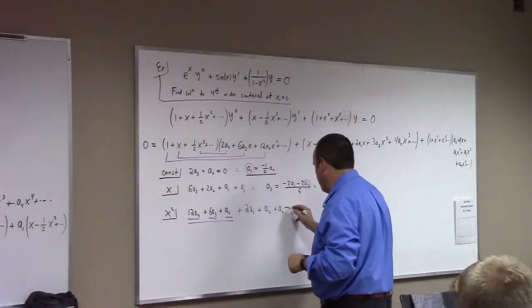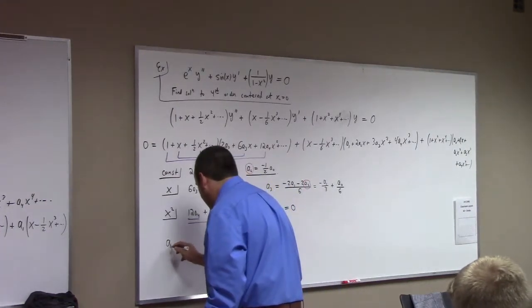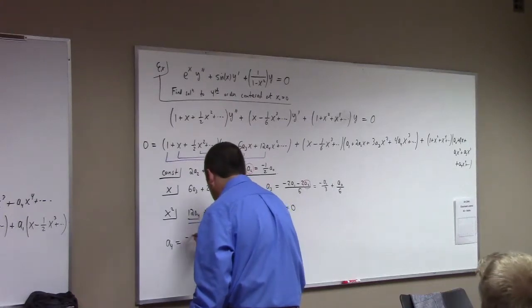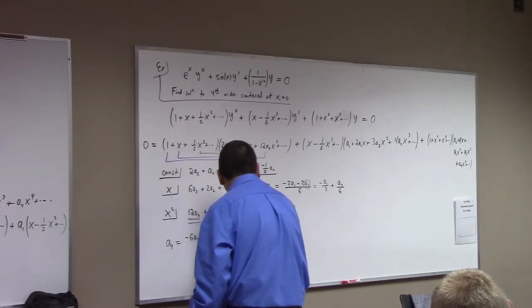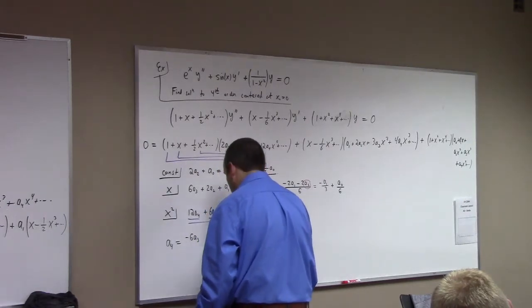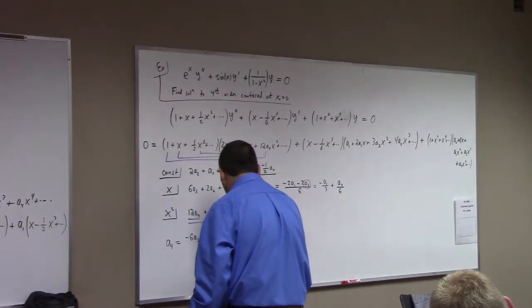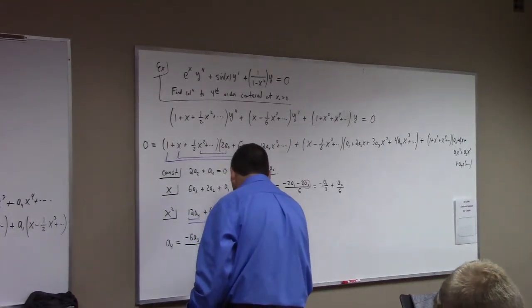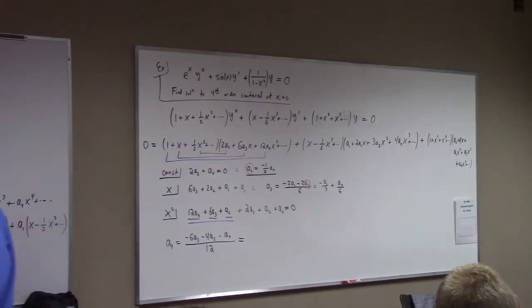Of course, what we're after here is a sub 4. So we've got a sub 4 is equal to, what we got? Minus 6a3. How many a2s do we got? 1, 3, 4. Minus 4 a2s. Minus an a sub 0, all divided by 12. Now we should simplify that, right? You need to simplify it as much as you can.